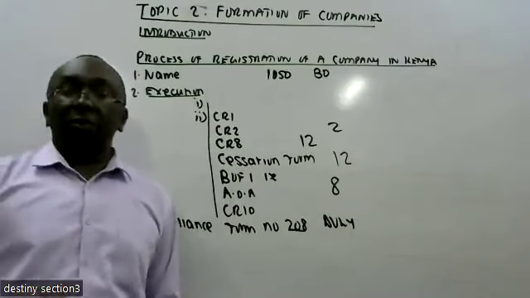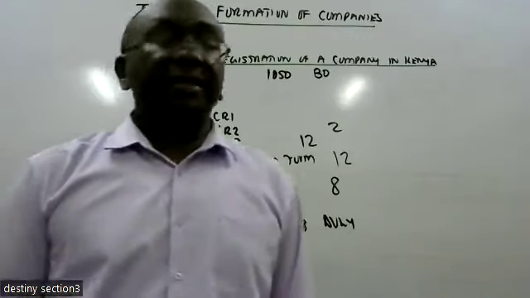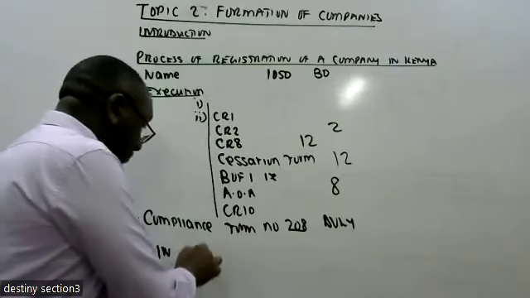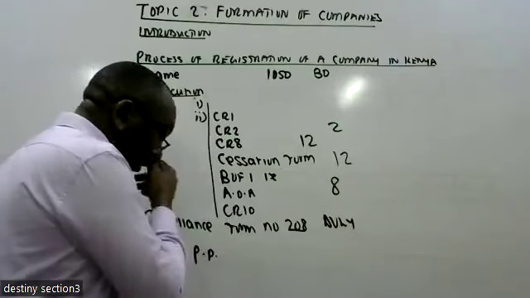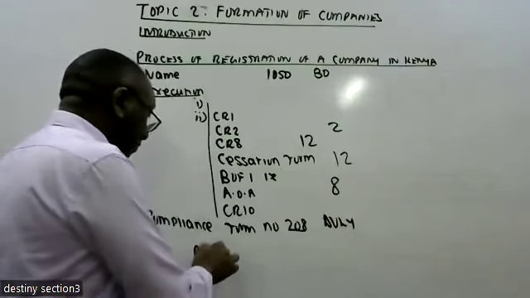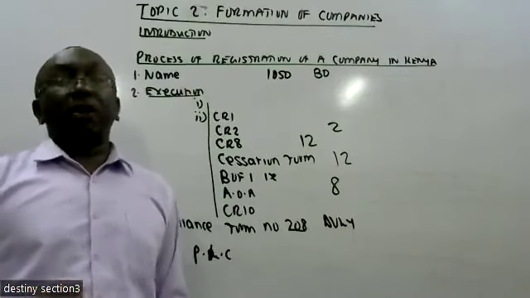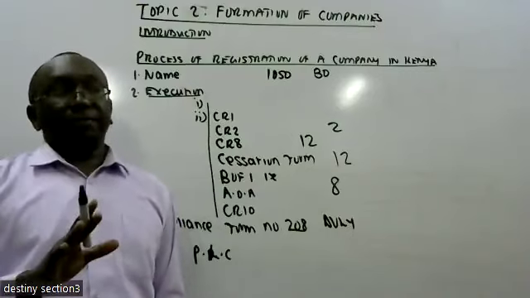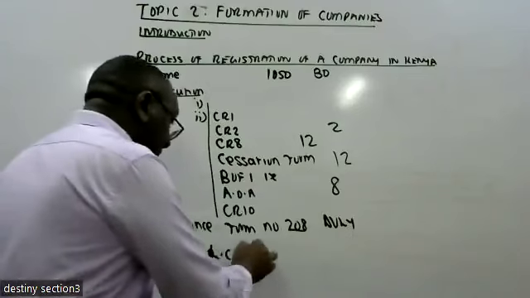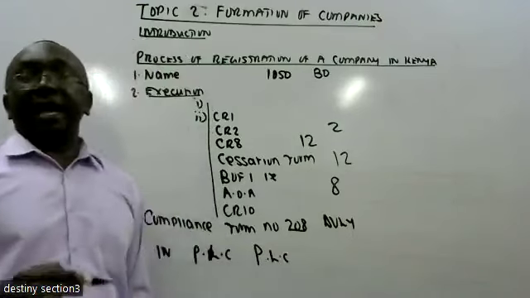Now, certificate of incorporation, as we will be saying as we go by and by, is like the birth certificate of the company. And for the private limited company, immediately you get that certificate, you can commence business there and there. But on the other side, for the public limited company, you cannot start business there and there.